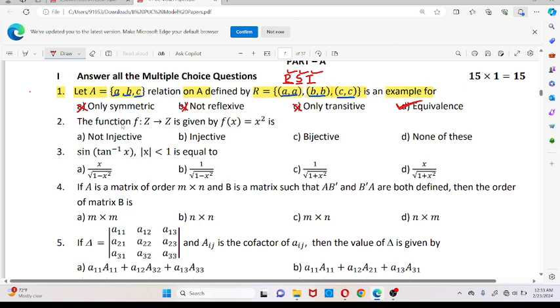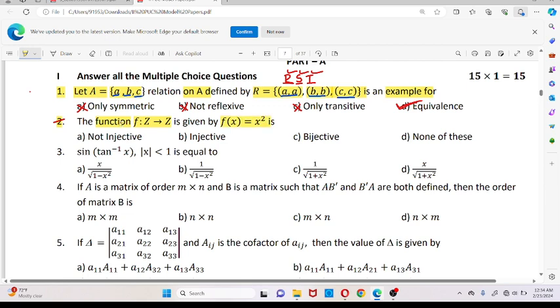Okay, so heading towards the second question. As I told you in the previous video, the second question is always from the same chapter, that is relation and function, but it is asked on the concept of function. So here the function is defined from the set of integers to the set of integers, given by f of x equal to x square.